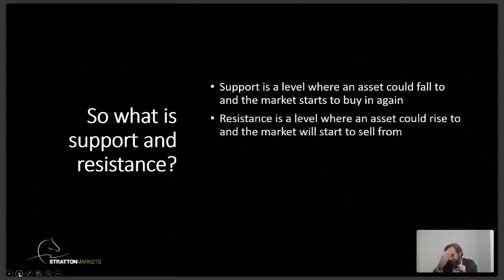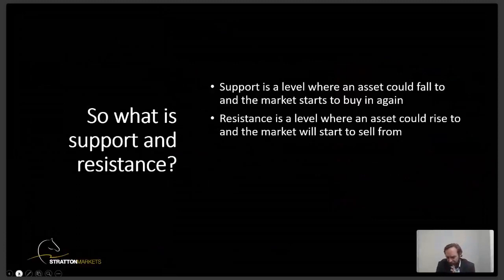Resistance is the opposite. It's a level where an asset could rise to and the market starts to sell from. So it's like a ceiling. An asset could rise, touch this level, and the market thinks, no, we're not having this, and sells it off.